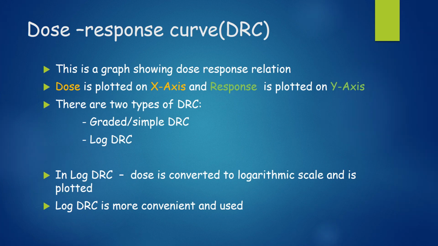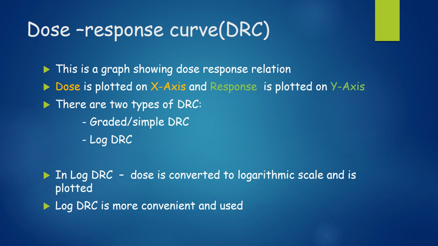Now, we will move to another important part of our pharmacodynamics. I have told that pharmacokinetics means what the body does to the drug, and pharmacodynamics means what the drug does to the body. If something is done by the drug, there should be a response. So, the mechanism or the final effect of a drug action is known as the response. There is a relation between the drug and the response.